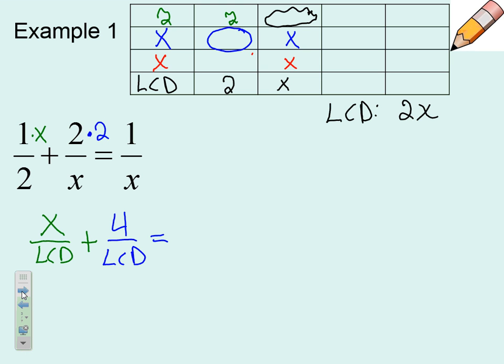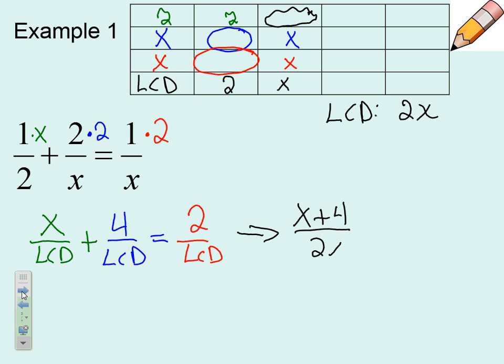Let's see what I'm missing. I'm missing right here, I'm missing a 2. So I'm going to take 1 times 2, and I'm going to get 2 over my least common denominator. Now we can treat it like adding and subtracting. So I'm going to have x plus 4. So this whole thing is going to be x plus 4 all over my least common denominator, which is 2x, which equals 2 all over 2x.